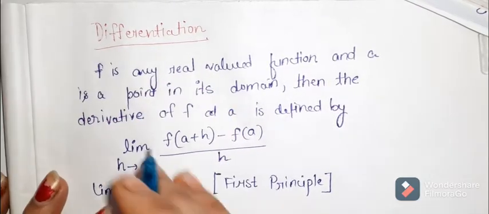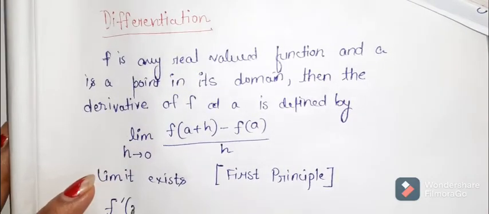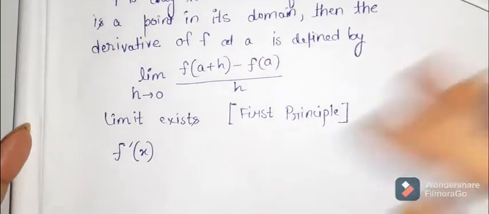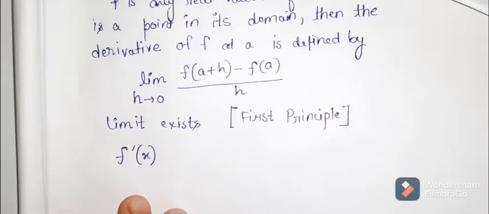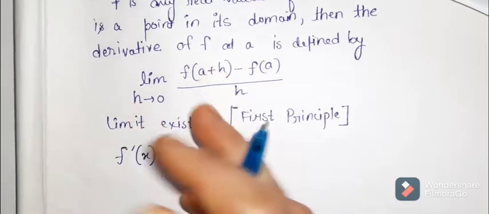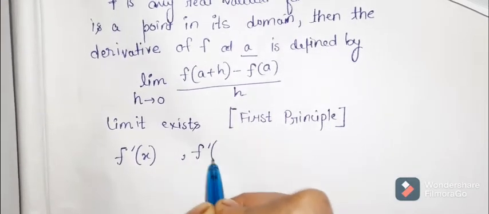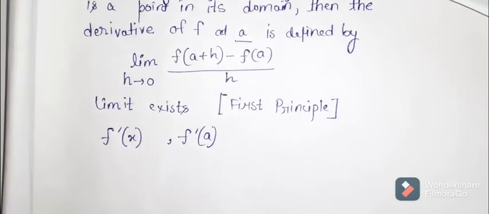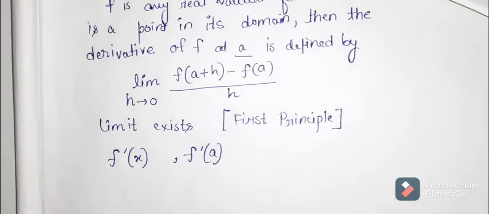f is a function of x, so the derivative we write as f dash of x. So derivative of the function is defined as f dash of x. It is written as f dash of x. And if I tell you that you have to find the derivative at a point a, then you write f dash of a. Okay? So this is how to find out the derivative of any function using differentiation.